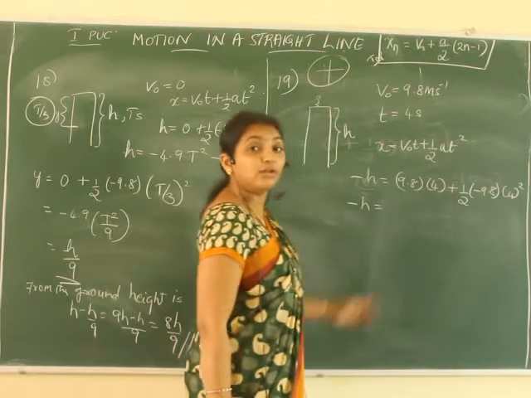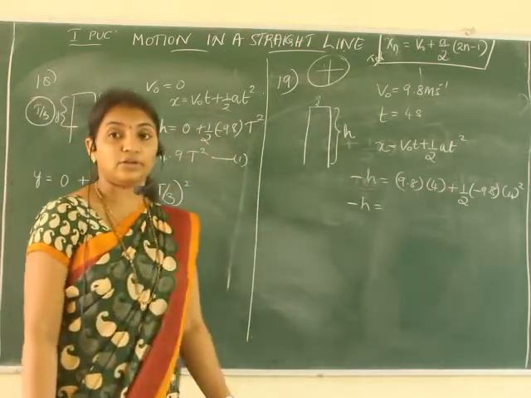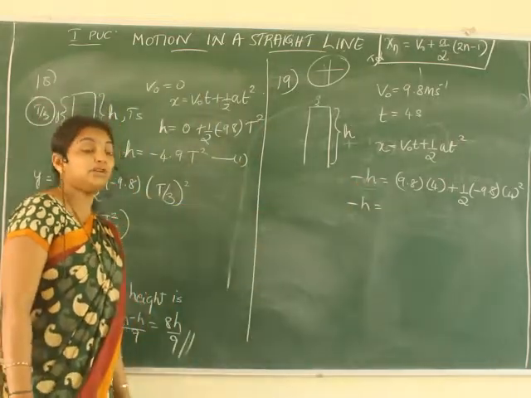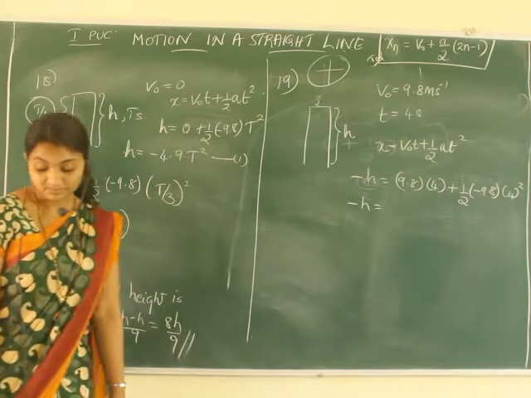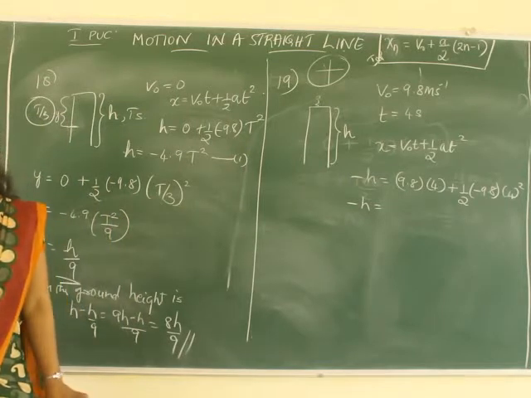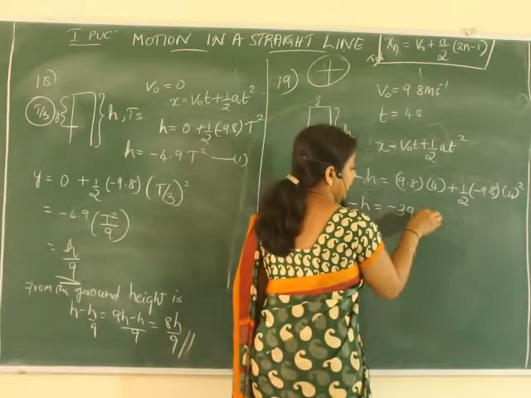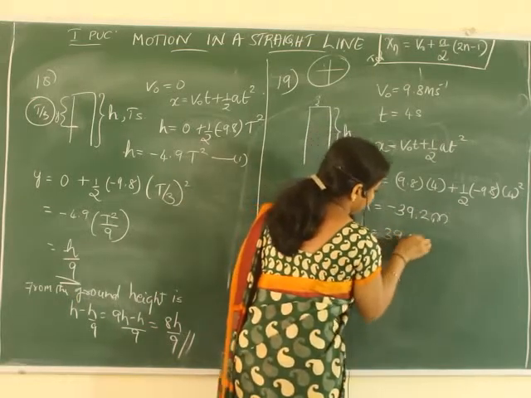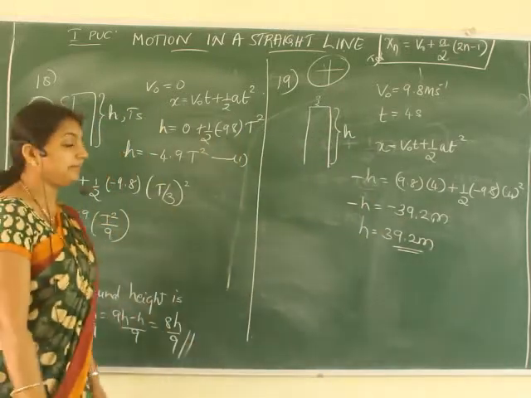take your calculator, solve it and give me the answer. I don't have a calculator, so you are going to help me to solve this. Take your calculator and solve it. Help me, what is the answer? I'm waiting for your answer. I think you will get it as minus 39.2 meter, or h is equal to 39.2 meter. Correct? Are you getting the same?